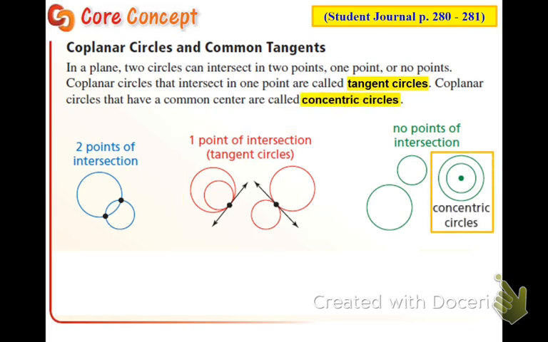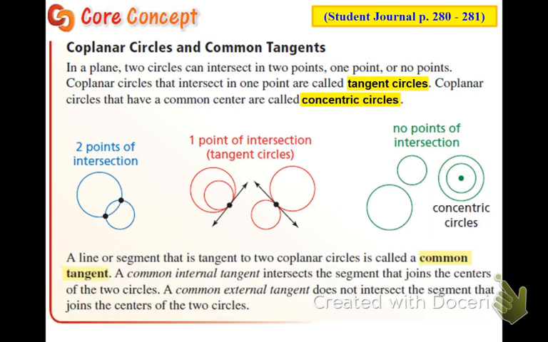And then coplanar circles that have a common center are called concentric. What is the root word in concentric? Center. Meaning they both have the same center. So think of it like a dartboard. So these are your three scenarios. What we're going to do next, you see in the middle there are tangent lines. You're going to be drawing tangent lines through circles. So that's the part where you just got to get the hang of it, and then it will catch on.